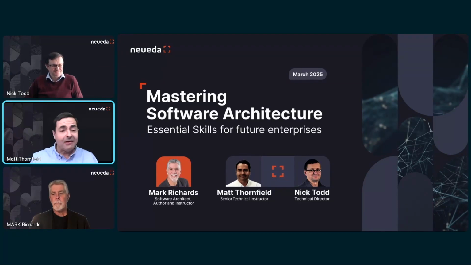Before we do that, I'll just outline the plan for today's session. After the introductions, we're going to hand over to Mark to give us a little bit of teaching about software architecture. Following that, we're then going to have a chat between the three of us, and then there will be some time at the end for questions.